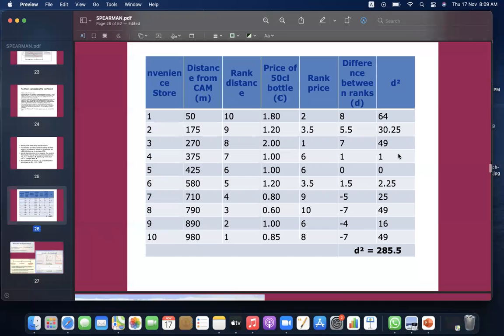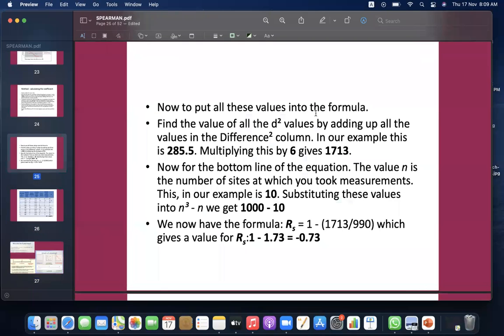Now further, put all these values into the formula. Find the value of all the D square values by adding up all the values in the D square column, the difference squared column. In our example, this is 285.5. Multiplying this by 6 gives 1713.